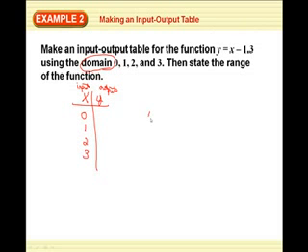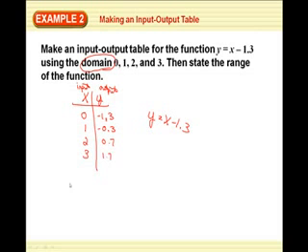So here's our equation, y equals x minus 1.3. If I put a 0 in right there, what's 0 minus 1.3? Negative 1.3. Then I put in the 1. What's 1 minus 1.3? Negative 0.3. What's 2 minus 1.3? 0.7. What's 3 minus 1.3 would be 1.7. And that's it. Those are your inputs and your outputs.